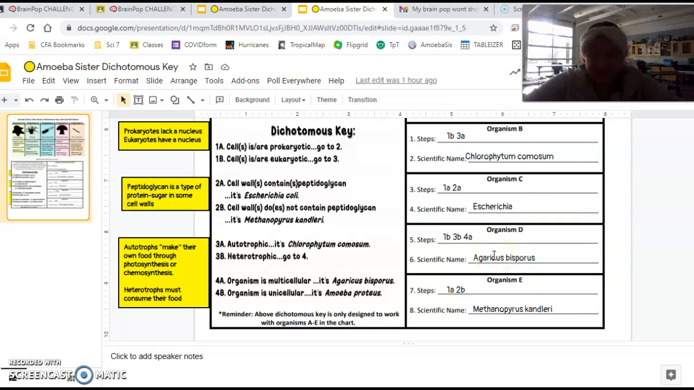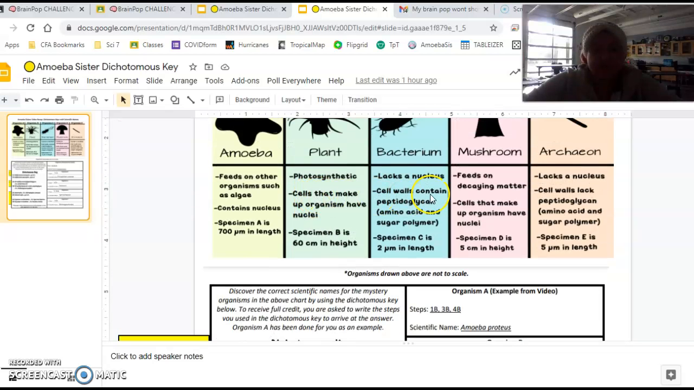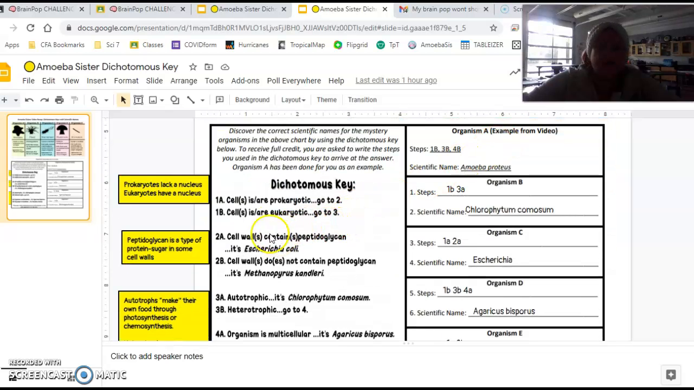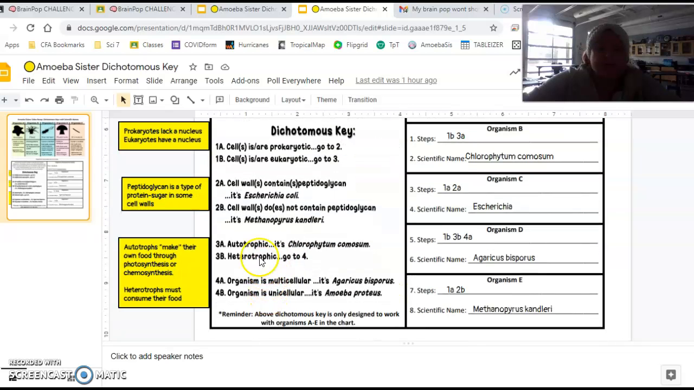Organism D. I'm going to start back at number 1. Organism D is a mushroom, remembering that that's multicellular and eats. So multicellular, all with nuclei, means that I'm eukaryotic. So I'm going to go to 3, and I'm going to record that I followed 1B. Are mushrooms autotrophic or heterotrophic? They have to eat. Therefore, they are heterotrophic. Hetero means different or other. So they eat other things, which means I'm going to go to number 4 and record that I followed step 3B. I go to 4.